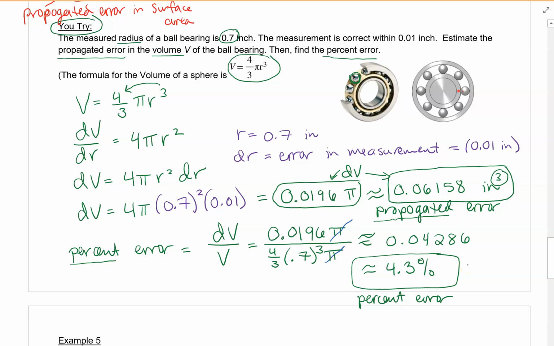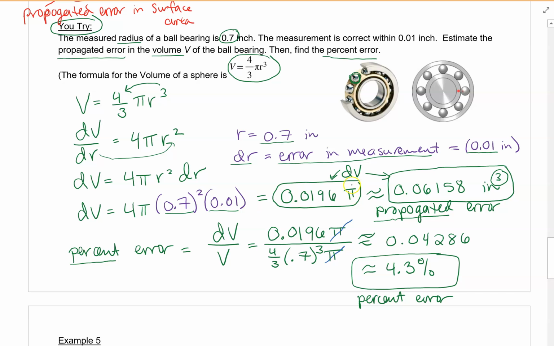Now really quickly, the process I used is I started with the relationship between the volume of the ball bearing and its radius. Then after I established that, I took the derivative of the volume with respect to the radius, which is just using a power rule, 4 pi r squared. And then I multiplied the dr to the other side to get my differentials separated. That's when I took my measured value for the radius and plugged it in for r, and my measurement error, the amount that I was off from the true value, and plugged that in for dr, because remember dr is referring to error in measurement.